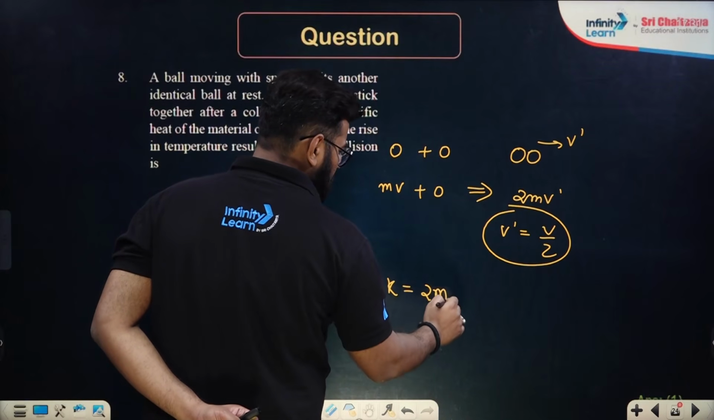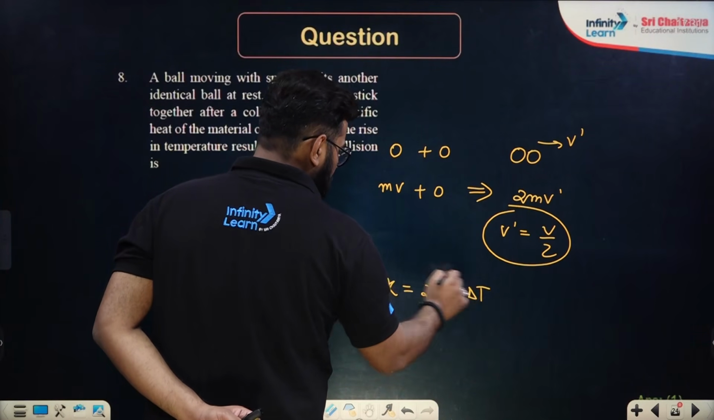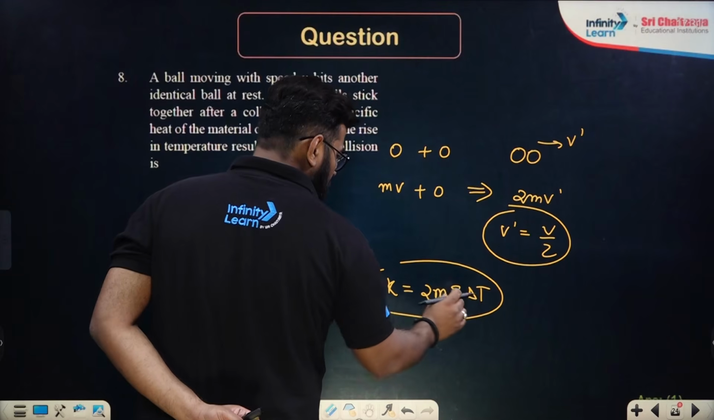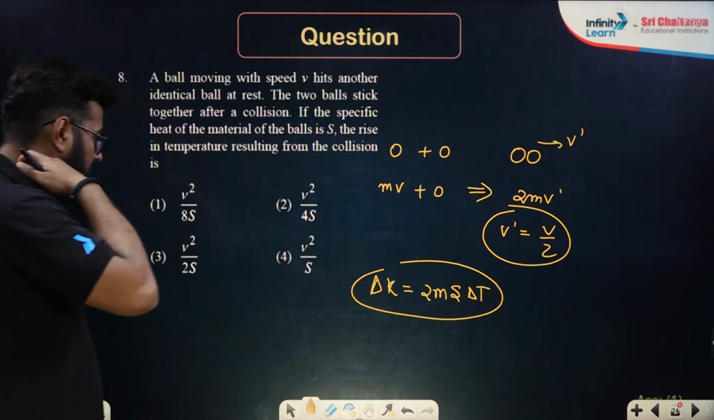That means 2m into s into delta t. So calculate delta k, divide by 2ms, you will get the value of temperature change.